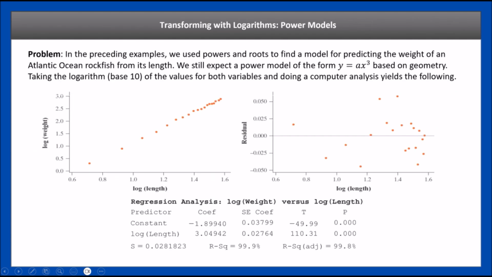All right, so let's look at an example. In the preceding examples, we used powers and roots to find the model. We said it was y equals ax to the third based on geometry. But now let's take the log base 10 of both x and y, and then do a computer analysis to give us the coefficients. We took the log of x and y, and notice we get something that looks very linear, in fact.